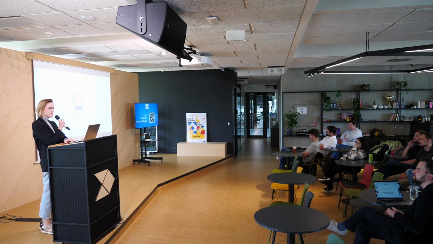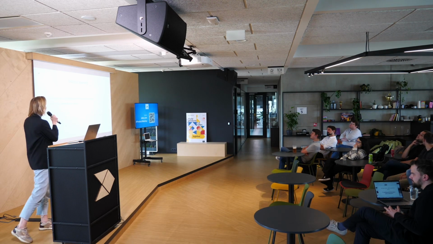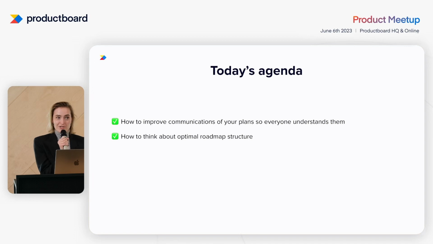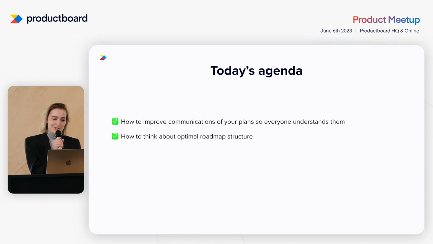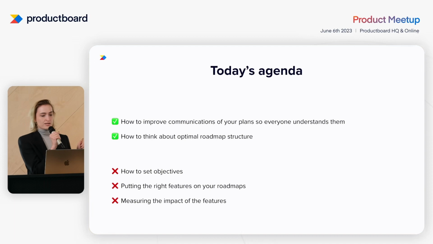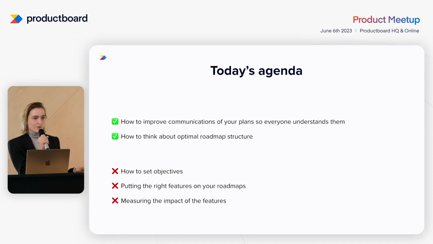So let's get into it. Today, what am I going to talk to you about? I'm going to talk about how to improve communications of your plans so everyone understands them. I'm also going to touch on how to think about your optimal roadmap structure. What I'm not going to talk about is how to set objectives, putting the right features on your roadmap, and measuring the impact of the feature. So basically the basics of roadmapping I'm not going to cover today.